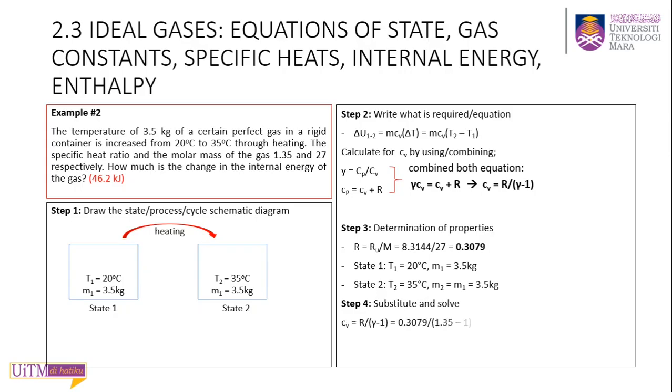And for step 4, we can first calculate the value for Cv, which here you can see the answer is 0.8797 kilojoules per kg K. And finally, we can calculate the change in internal energy by substituting the values, and we can see the answer is 46.2 kilojoules.